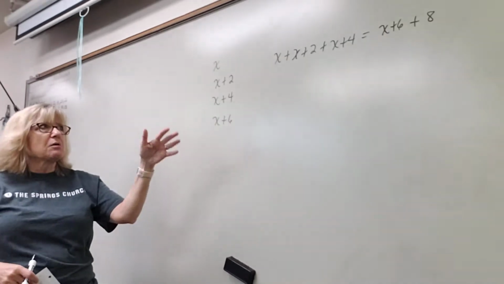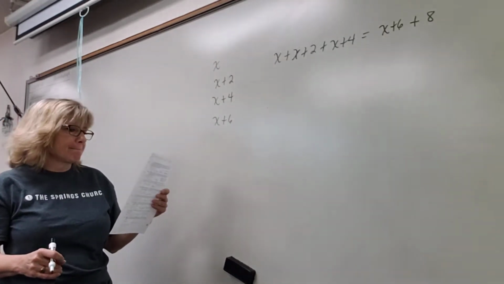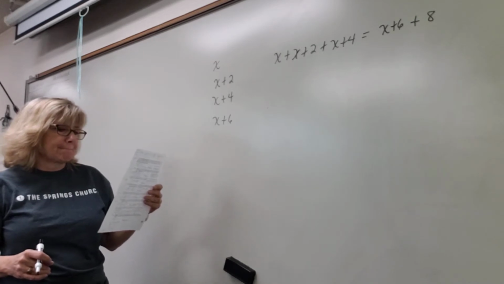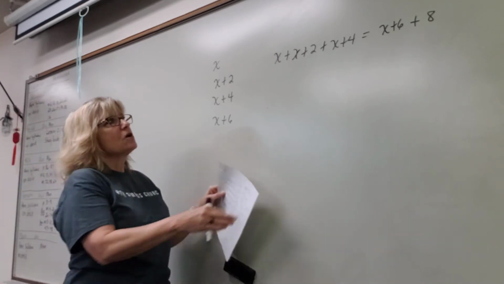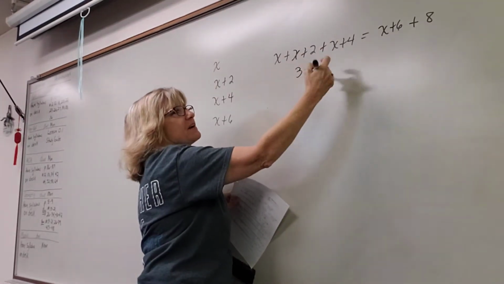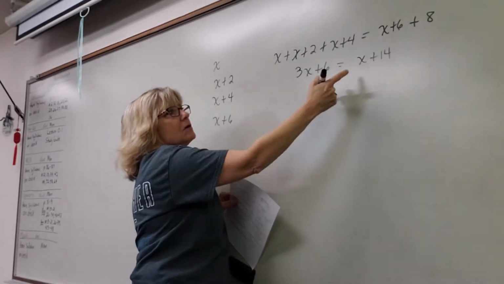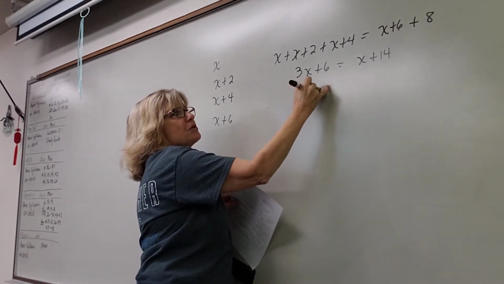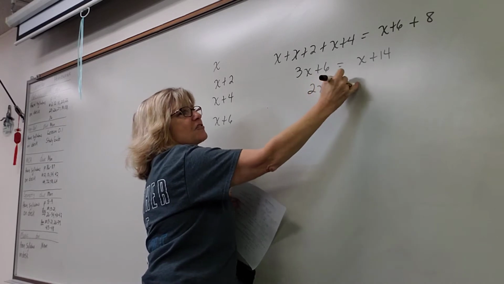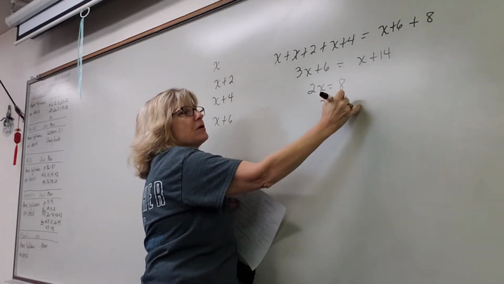And then we're just going to combine up our terms and simplify. So on this side, I have 3x plus 6 when I combine everything. Over here, I have x plus 14. Combine like terms, this is going to be 2x. Subtract 6, this will be 8. So my original number is 4.